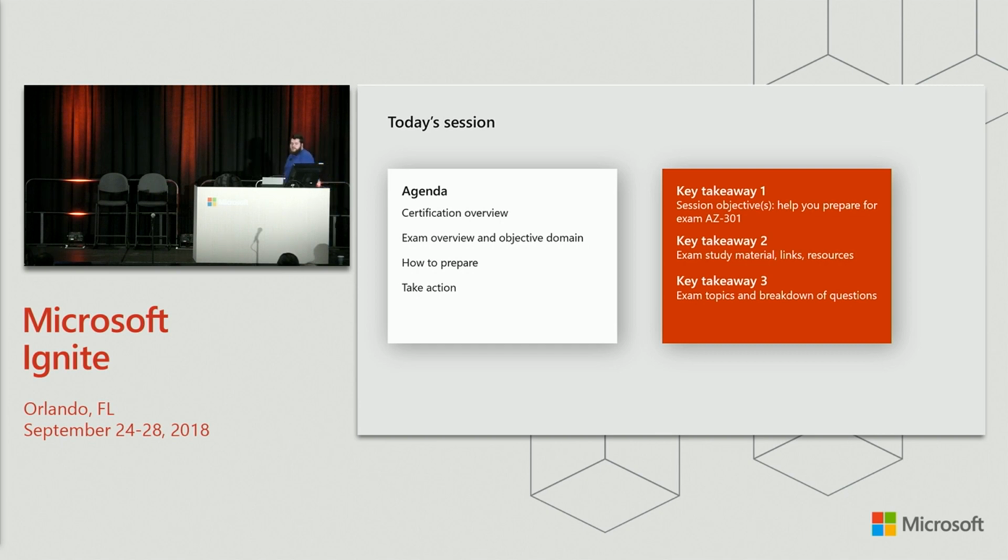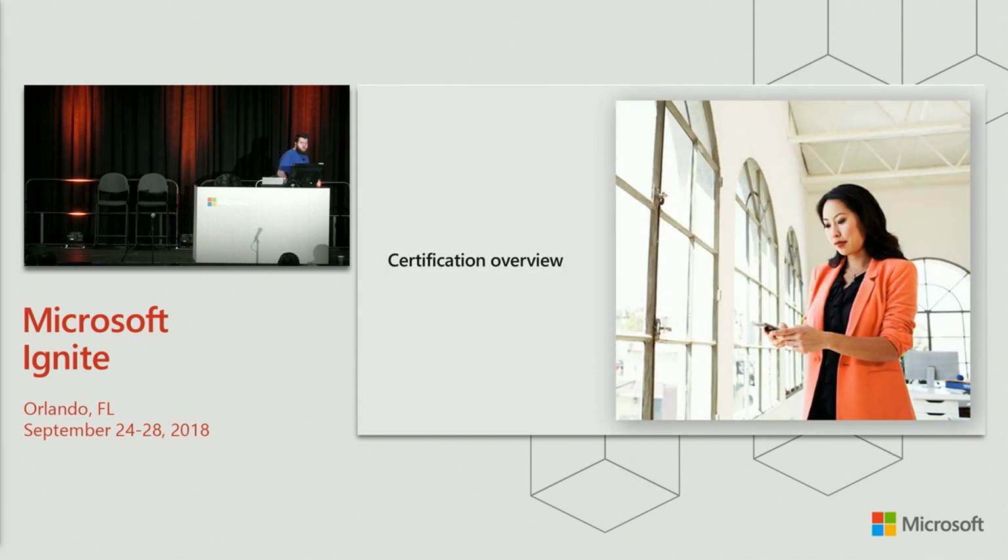So again, this is AZ-301. We'll talk about different study material. We'll go through the objectives. The slides have some links and resources. You can download those later from the Ignite page. And the takeaway there is you can have those topics. We'll go through what questions look like on the exams, so that you can go take that.